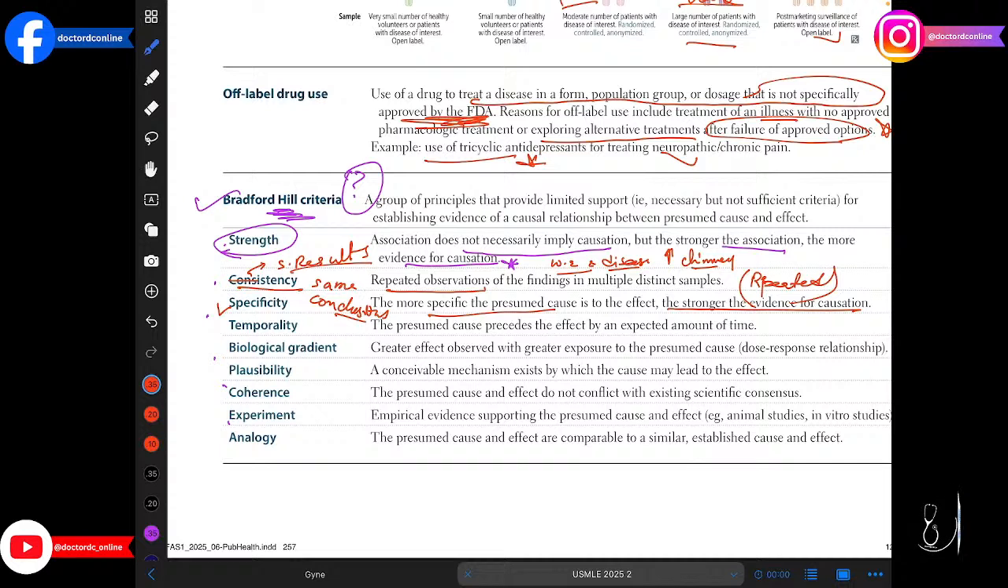Our next criterion is temporality, and this one is pretty non-negotiable and the only criterion that must be met. Temporality simply states that the cause or exposure must precede its effect or onset of disease.